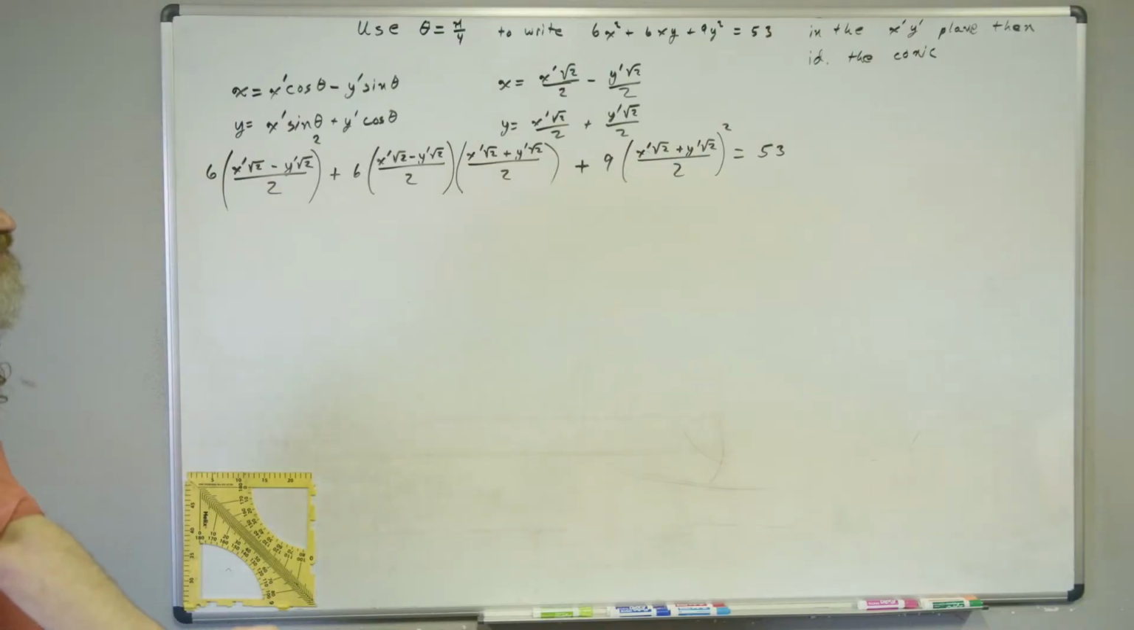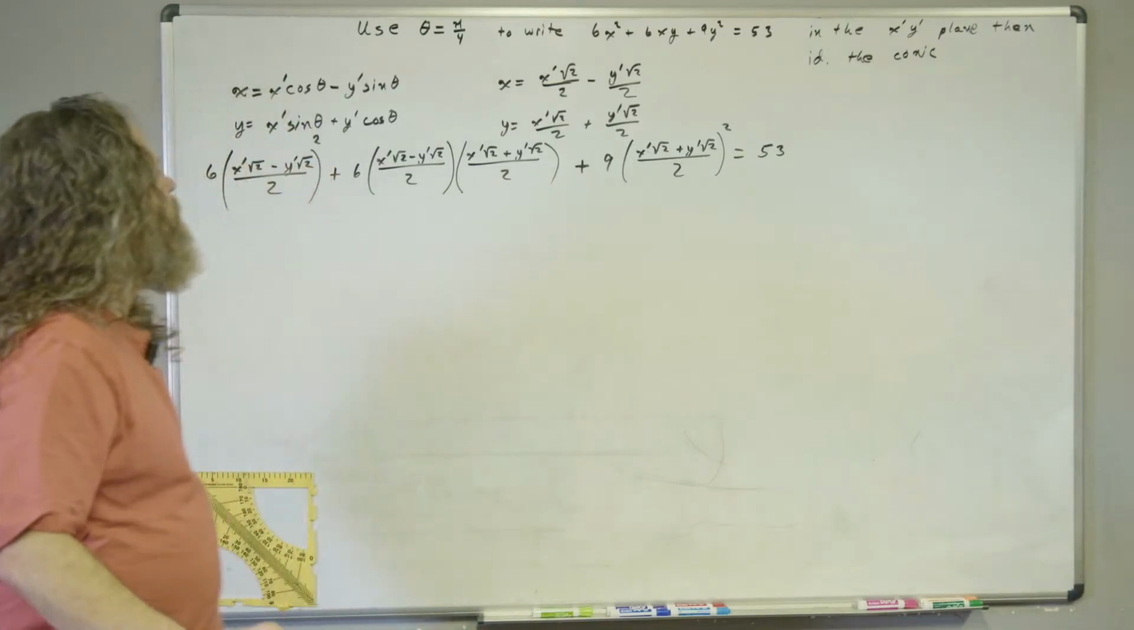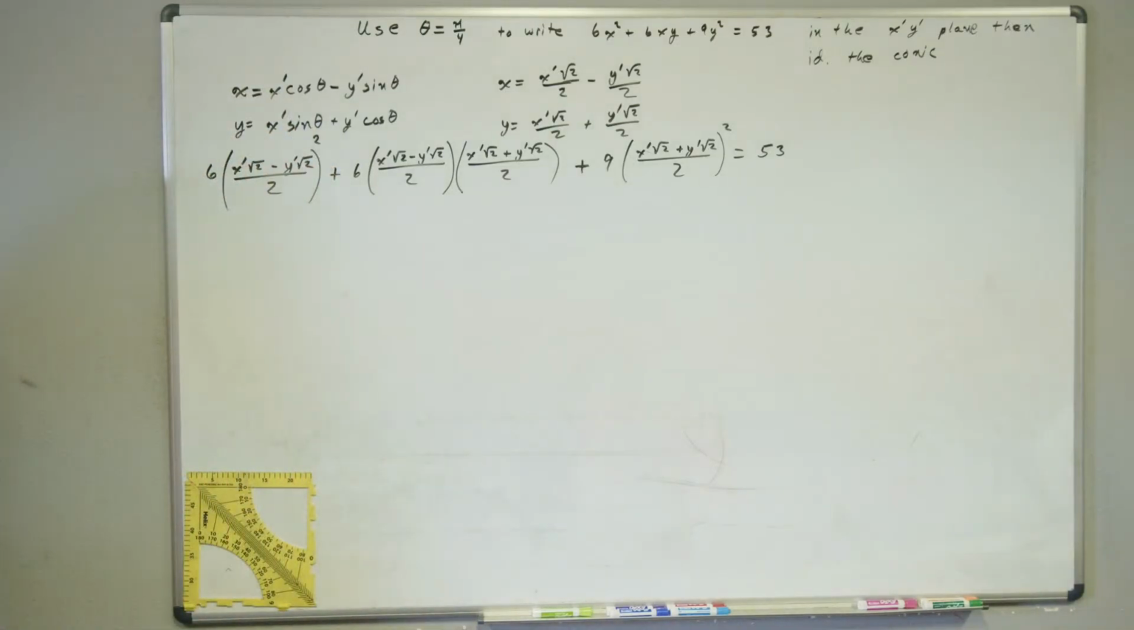Wait, why is sine of pi over 4 the same as cosine of pi over 2? It's always been the same. Oh yeah, what am I thinking? That's where they cross. Pi over 3 and pi over 6. Pi over 4. Yeah.